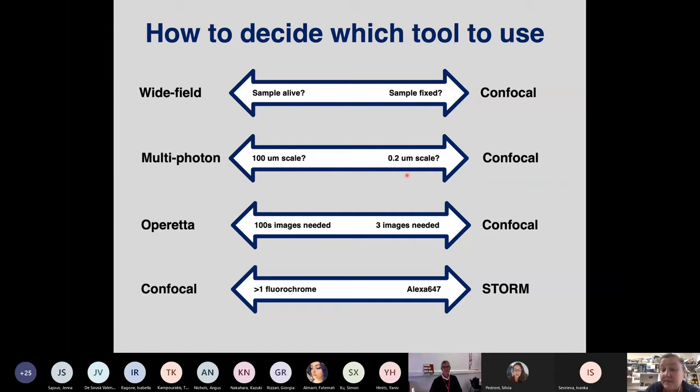The scale is important. Do you want to look at an entire heart? Do you want to get through to 200 micrometer imaging depth of your ventricular wall?